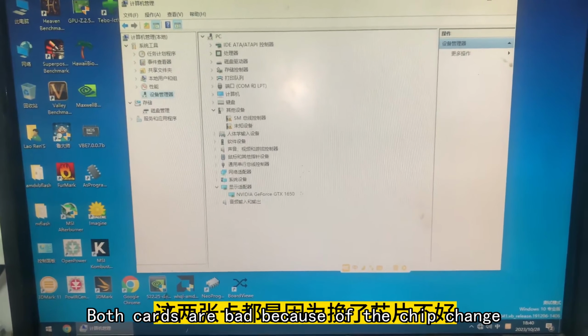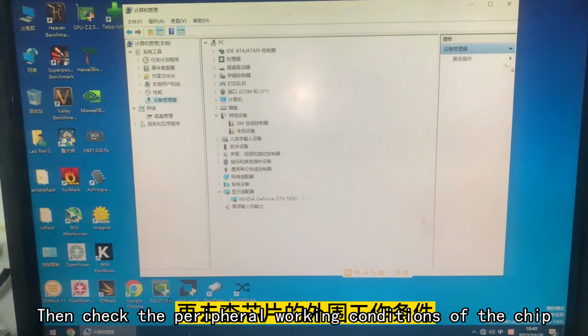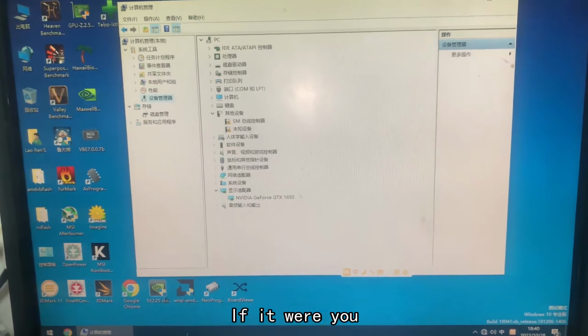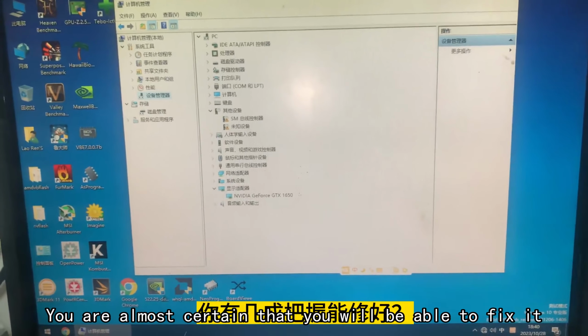Both cards were bad because of the chip change. Then check the peripheral working conditions of the chip. If it were you, I'm almost certain that you would be able to fix it.